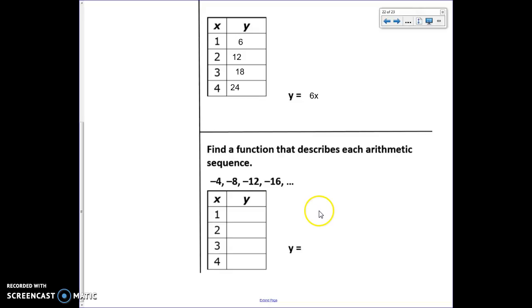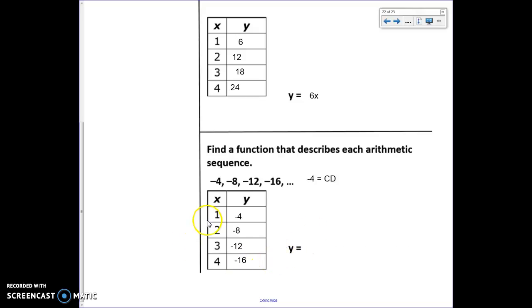and we're back. So hopefully you noticed that this one was going down by -4; that was the common difference. So it's getting lower, and I can see that my first term was -4. My second term was -8. My third term was -12. And my fourth term was -16.